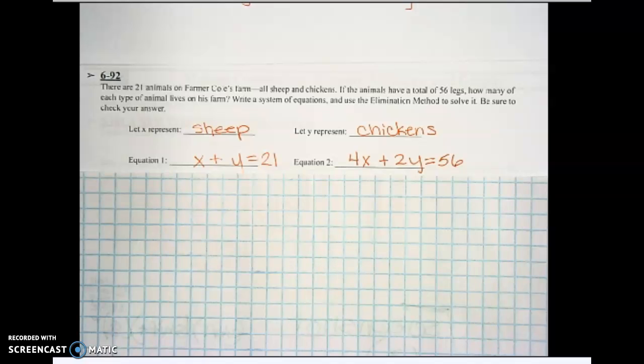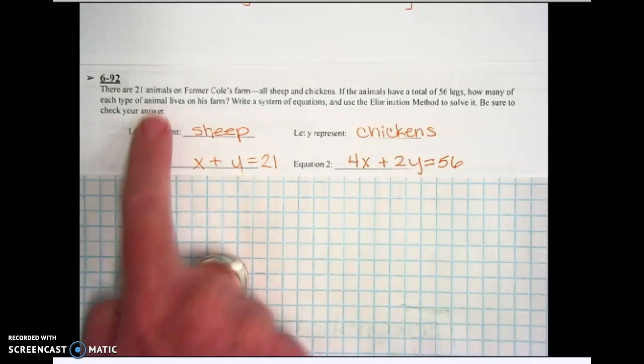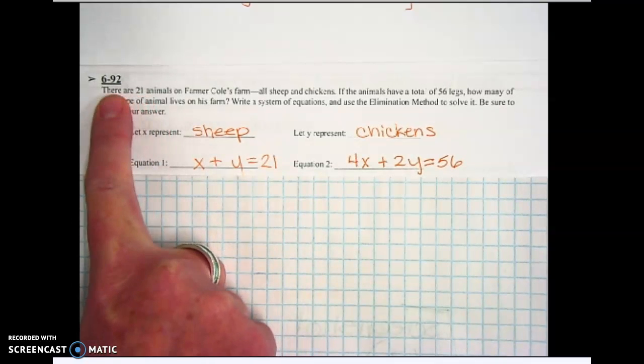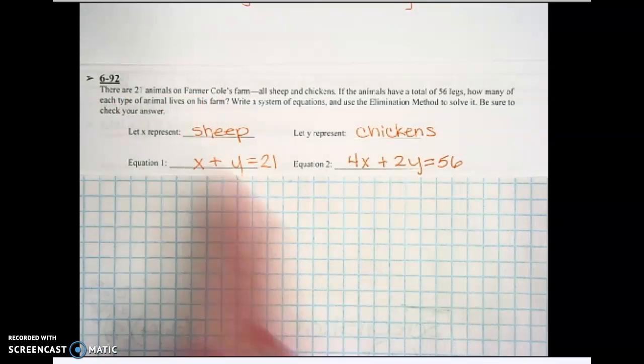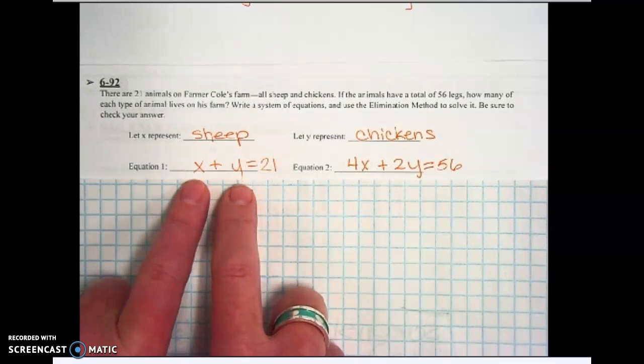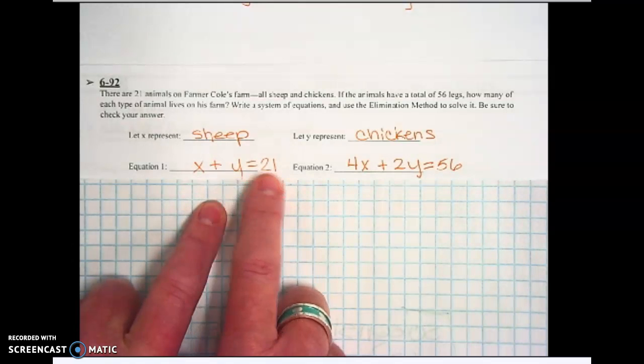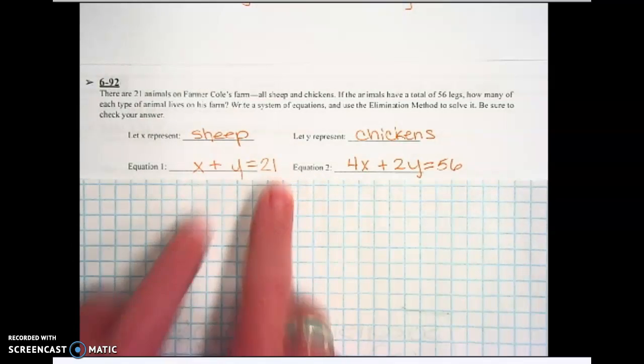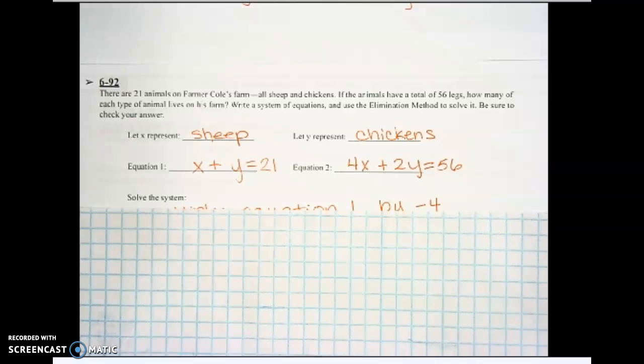The other equation has to do with the other number that isn't as obvious. See the extra number? The 21. There are 21 animals. Nothing about legs or how much they weigh, just 21. So we know some of them are chickens and some of them are sheep, but we don't know how many of each. So we just say X. Some of them are X, some of them are Y. Altogether, there's 21. Okay? All right, so we're going to solve the system.